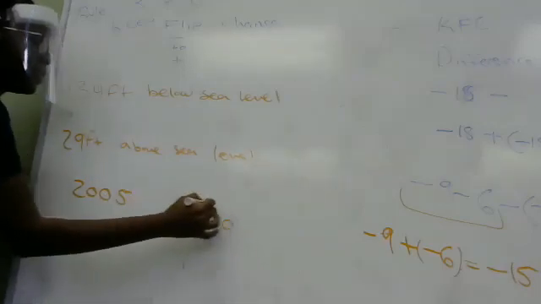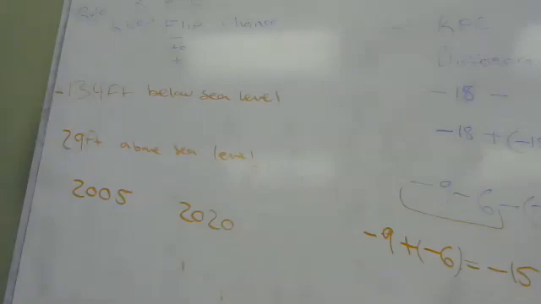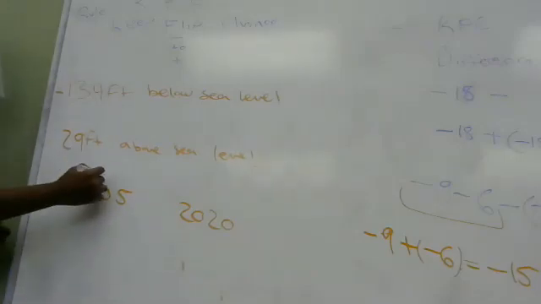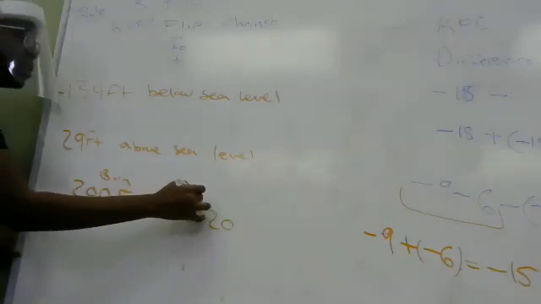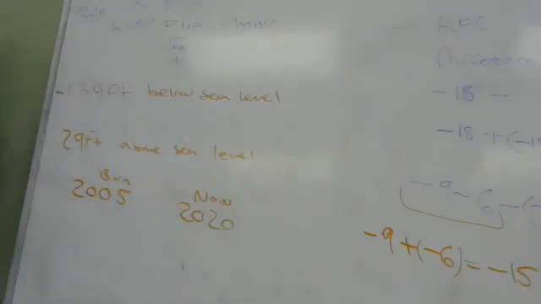Let me see if I got what you meant. So say I wanted to find someone's age. They're born in 2005, and now it's 2020. If I wanted to know the change in years, 15 years, how would you find that?